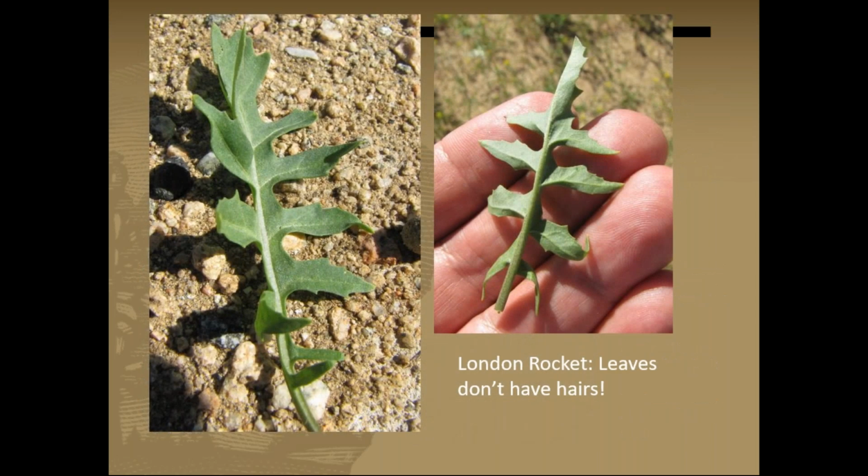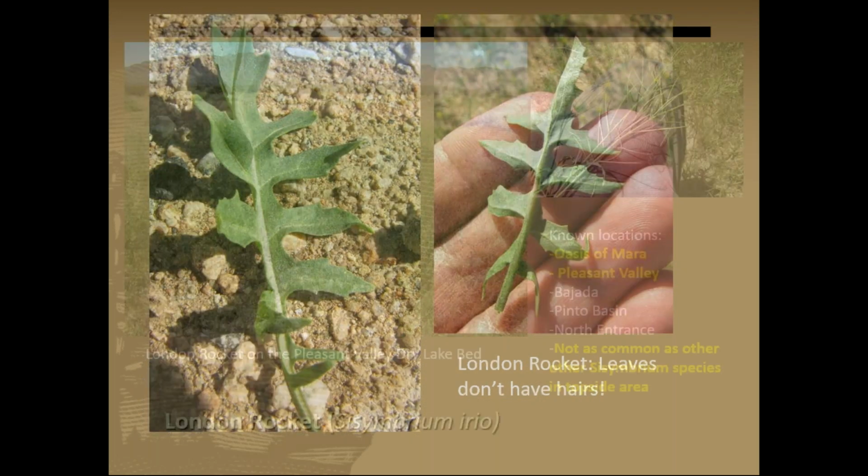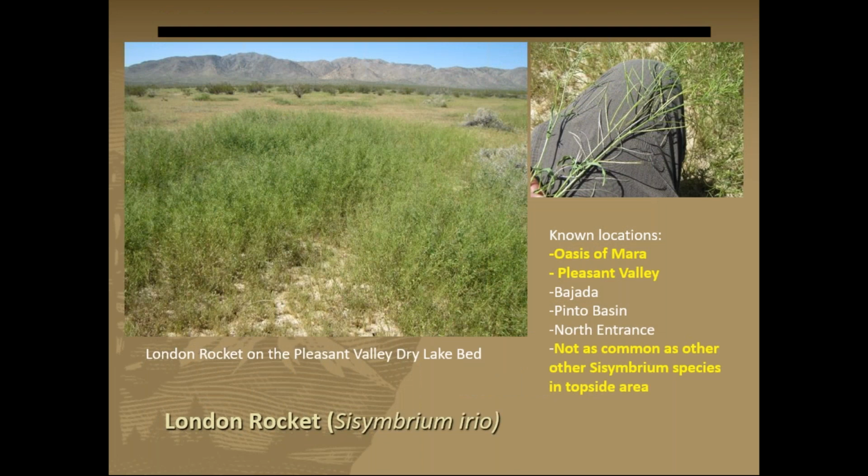Just some more pictures of London Rocket leaves. You can see that they don't have any hairs on them. We've got some pretty big infestations of London Rocket in the park. This picture I took yesterday in Pleasant Valley. It's all over the dry lake bed. It probably is a few square miles of thick London Rocket out there.